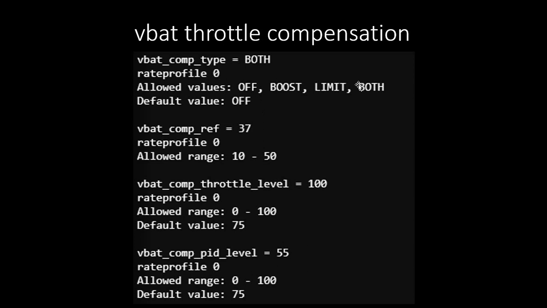What I find is that, bigger craft, I just prefer to use limit. Little whoops, I'll use both. I haven't really found a good use for boost. Then you have the vbat comp throttle level. That just essentially says how strong it's going to limit it or boost it or do both. Different crafts need different levels. 75 seems to work good.